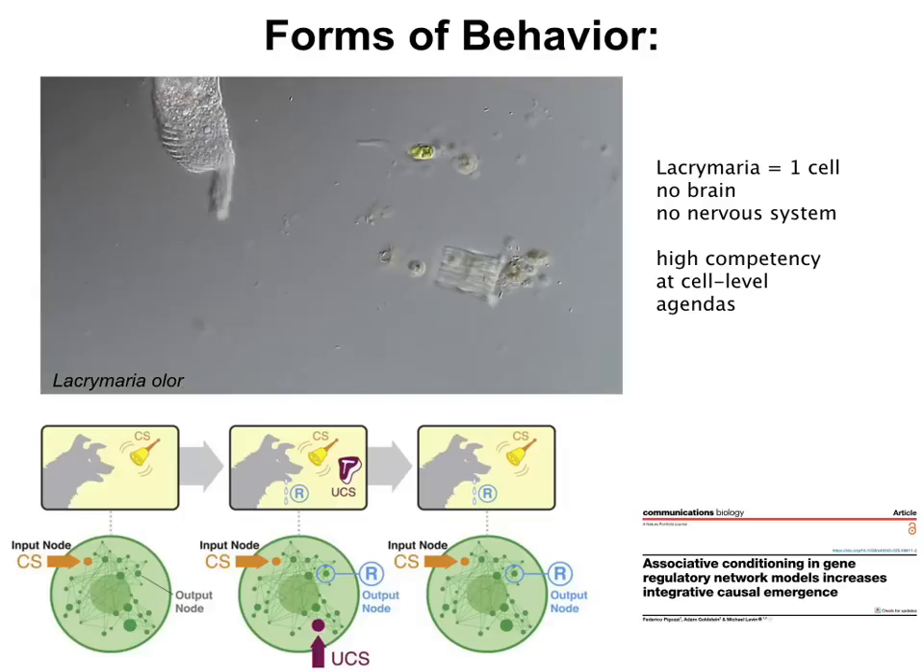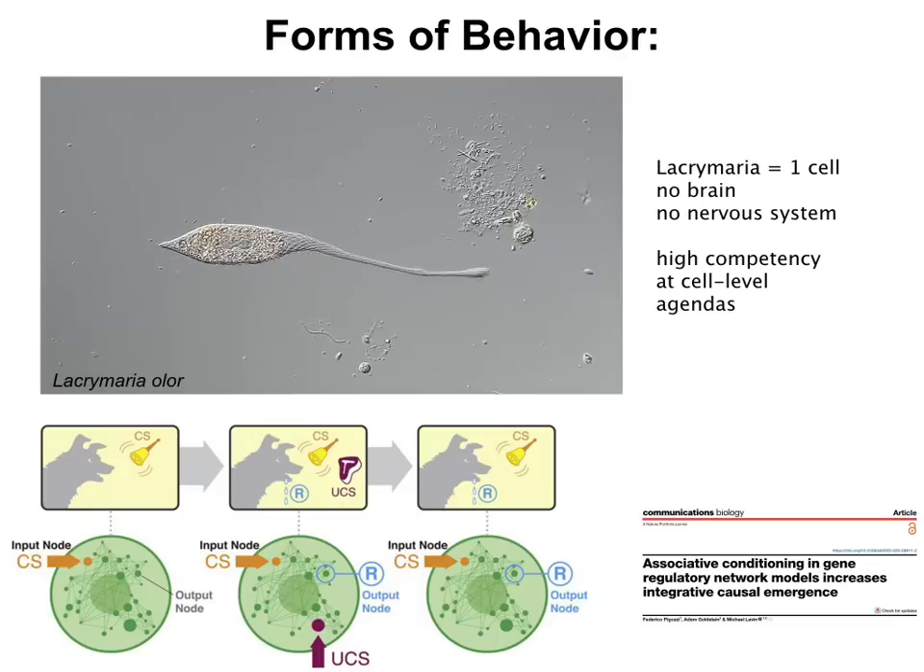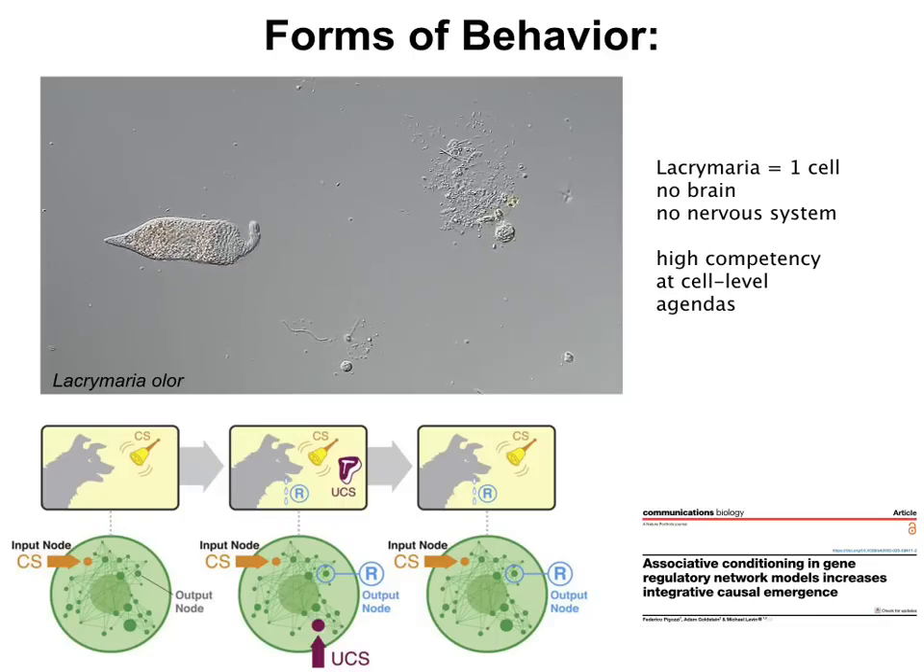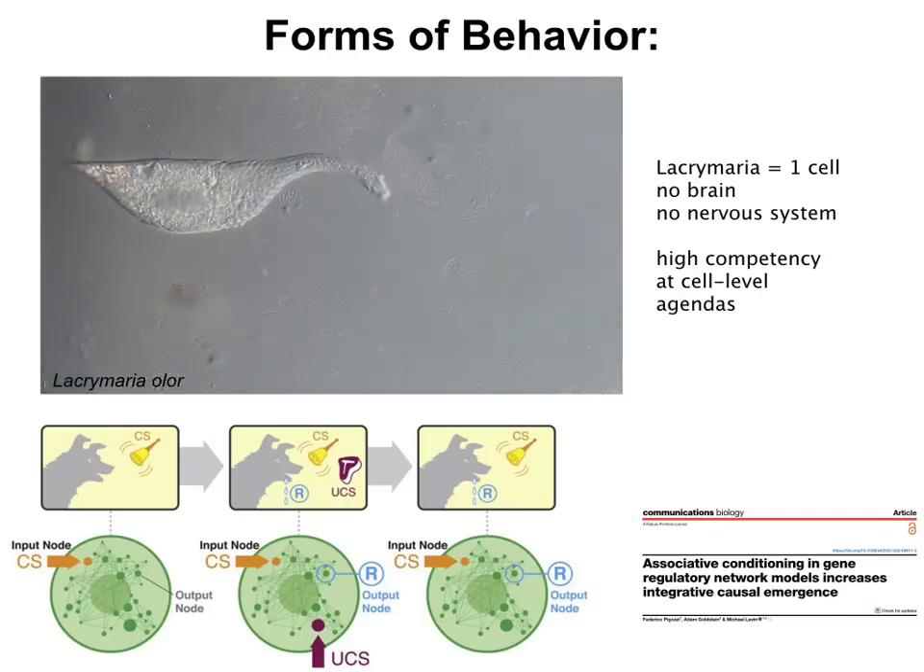Now, forms of behavior. Again, we can start at the single cell level. This is a Lacrymaria. It's a single-cell organism. You can see it has some remarkable behaviors that are kind of the envy of soft matter roboticists and things like that. And so it has all these local competencies in its own tiny little cognitive light cone, despite the fact that it doesn't have a brain or a nervous system.